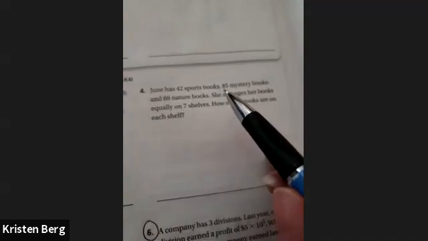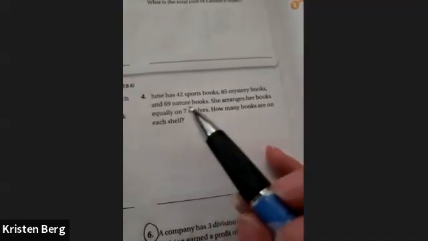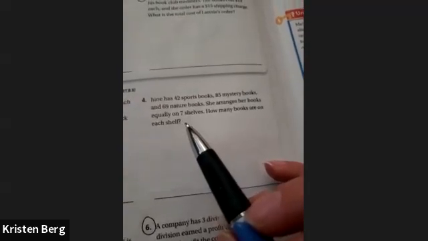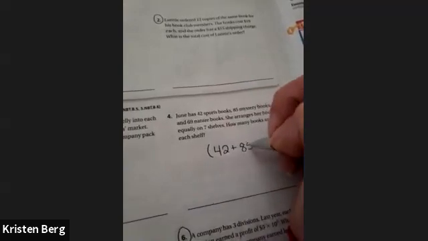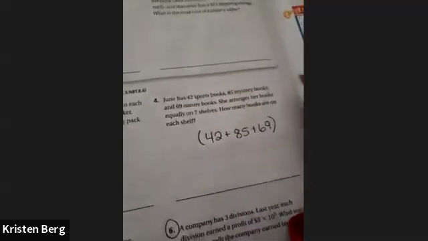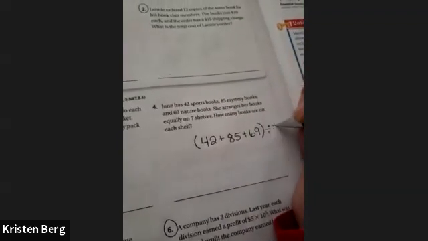So it says June has 42 sports books, 85 mystery books, and 69 nature books. And she rearranges the books equally on 7 shelves. How many books are on each shelf? All right, so first of all, she has all these books, and then she's going to put them on 7 different shelves. So what you should do first is add up all the books that she has total, because these are all the books. Then once we do that, we are going to divide it by 7. So let's first add up all the books here.